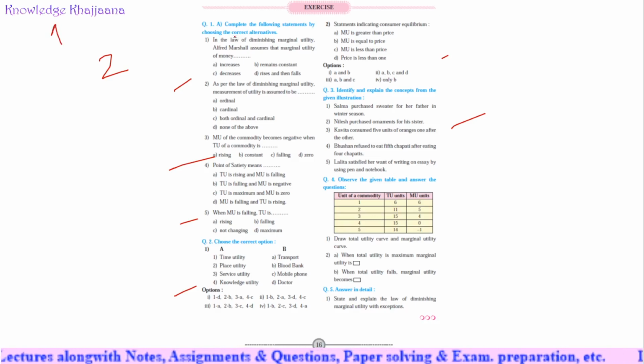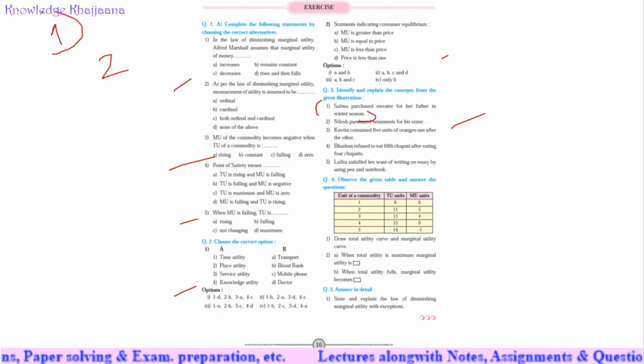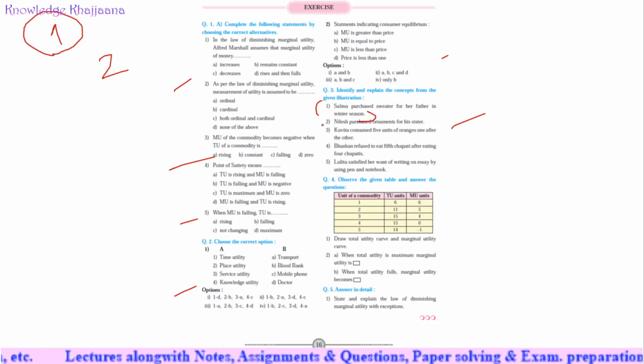See, question 1 is choosing the correct answer. This can be asked for 1 mark. Then choose the correct option. Then you have to match the pairs. Then identify and explain the concepts from the given illustration. You have to identify which concept is hidden in this statement. I have already told you while solving the exercise of lesson 1 how to solve such questions, how much weightage there is for them, and how to identify the assumption, give its illustration and give its reason.